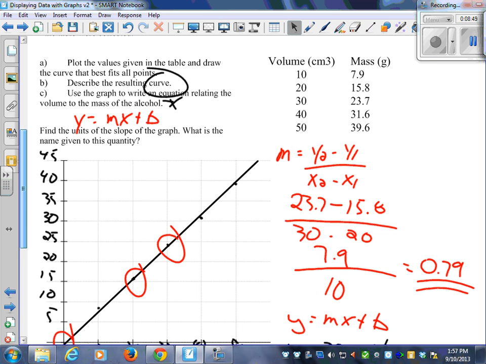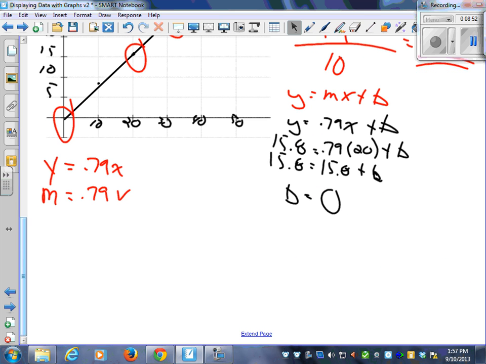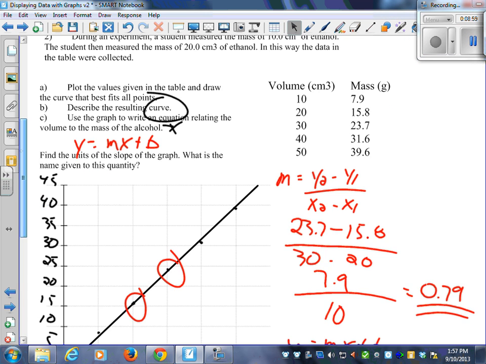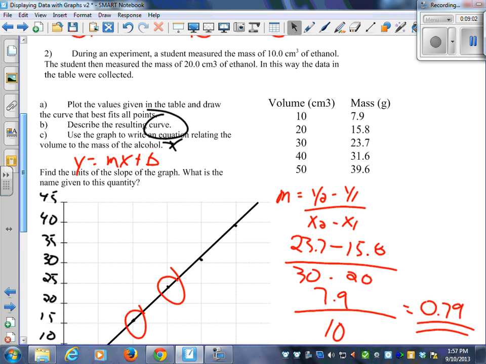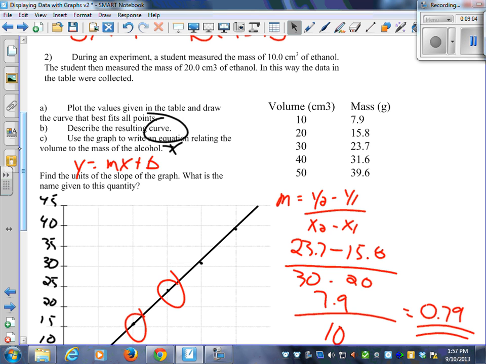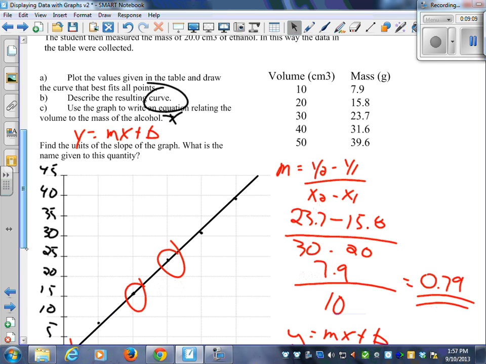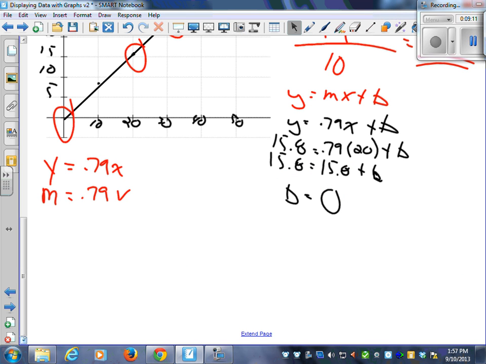What is the name given to this quantity? In other words, what does the slope mean? How did you come up with that, Hannah? What are the units? The y is in grams. The x is in cubic centimeters. The quantities are mass over volume. What do we measure? What's mass over volume? Density. The density of this particular alcohol is what? 0.79 grams per cubic centimeter. Yeah? All right.